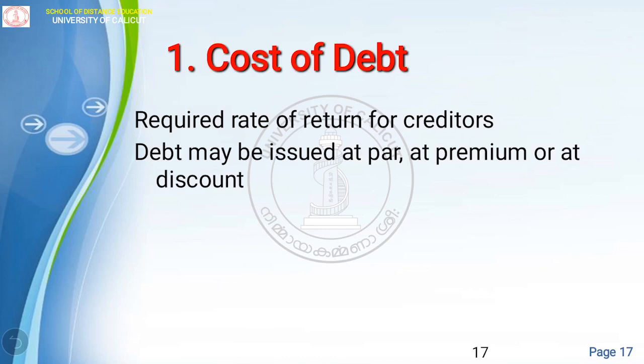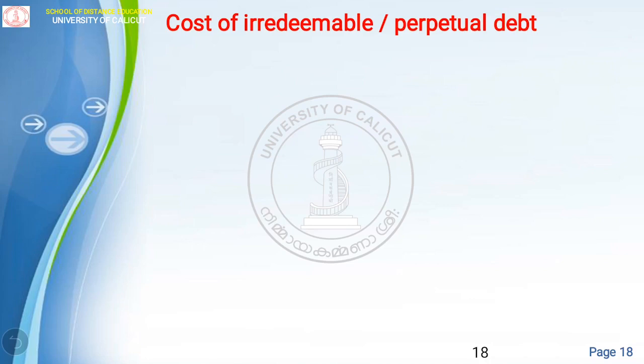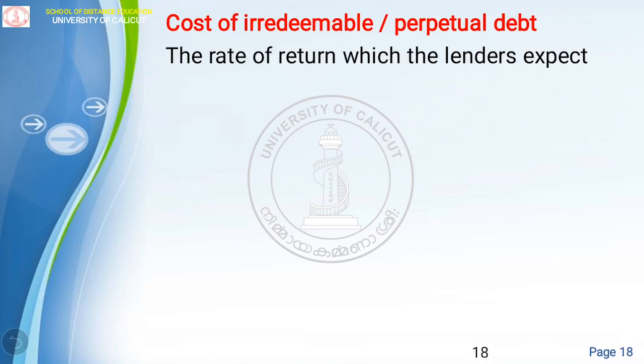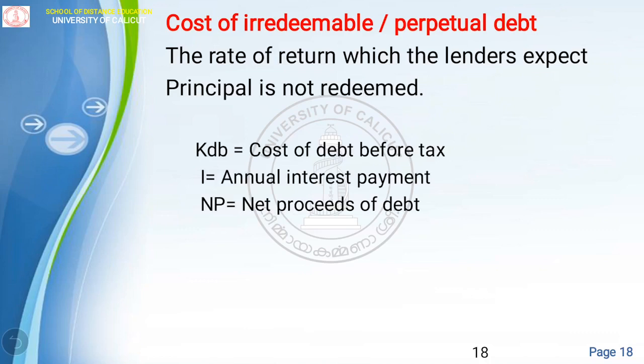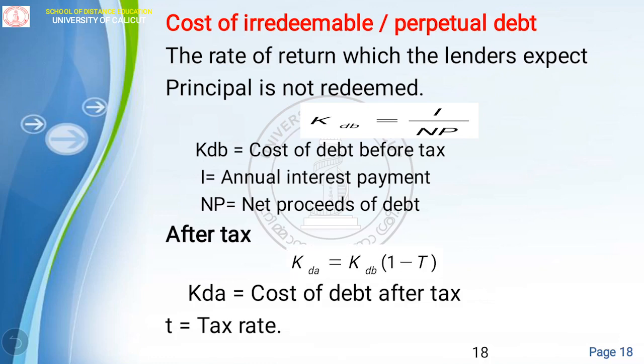Debt may be issued at par, premium, or discount. There is redeemable debt, irredeemable debt, convertible and non-convertible debt; we have already learned a lot of types. Cost of irredeemable or perpetual debt can be calculated using the formula: cost of debt equals I by NP, where NP means net proceeds of debt. Then cost of debt after tax, Kd after tax, equals cost of debt into (1 minus T), where T is the tax rate.